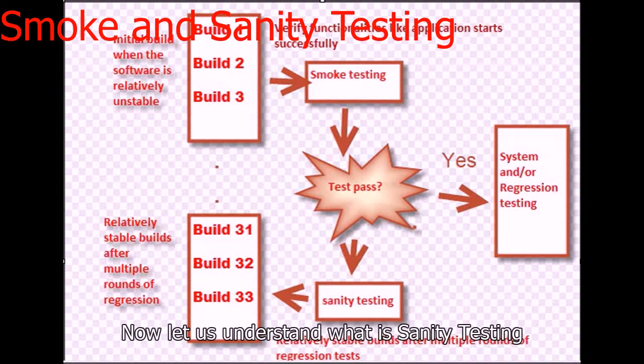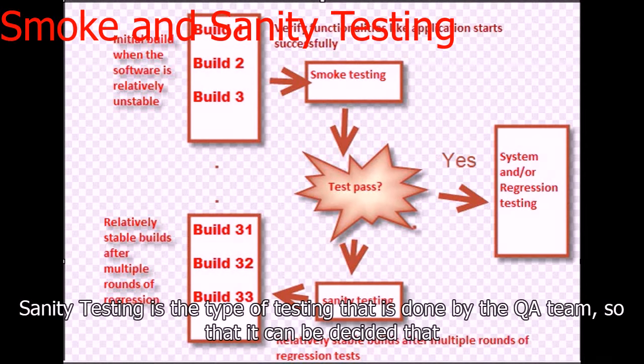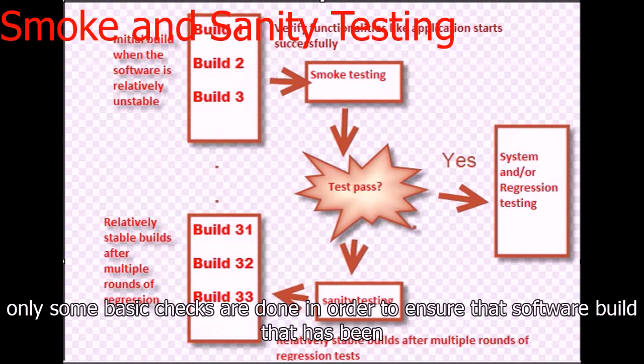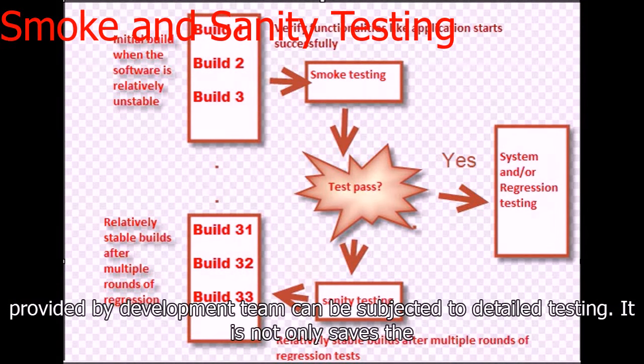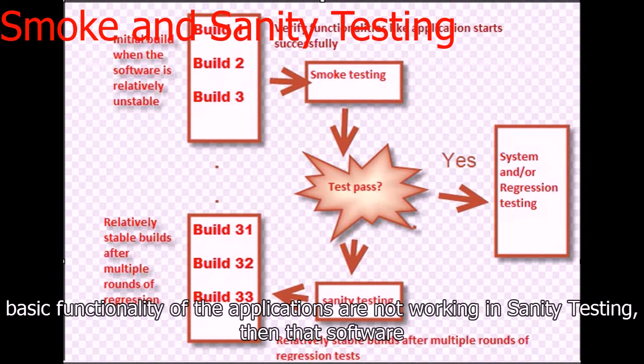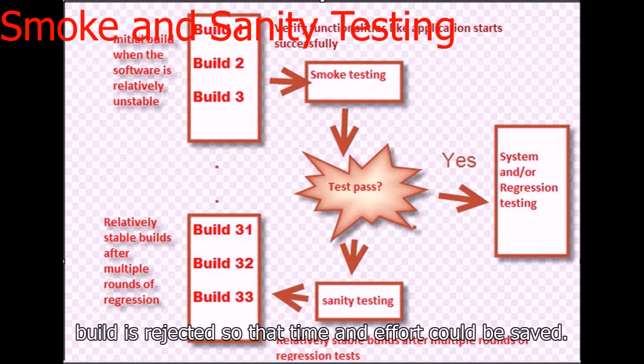Now let us understand what sanity testing is. Sanity testing is a type of testing done by QA teams so that it can be decided whether the software build can be subjected to detailed testing or not. In sanity testing, only some basic checks are done in order to ensure that the software build developed and provided by the development team can be subjected to detailed testing. It not only saves the time of the development team but also saves the time of the QA team. Now, if the QA team finds that the basic functionalities of the application are not working in sanity testing, then that software build is rejected so that time and effort could be saved for the team.